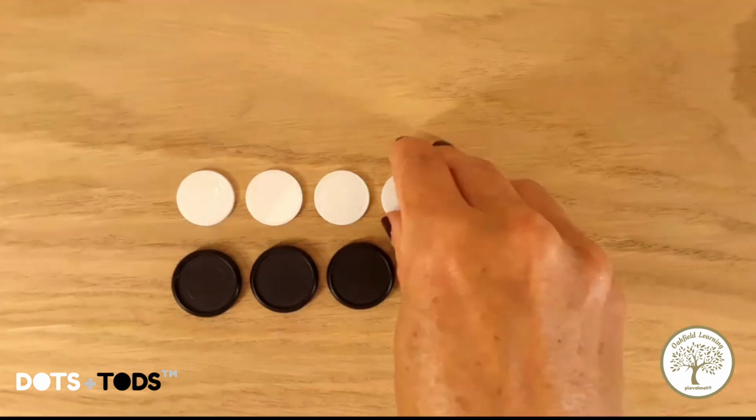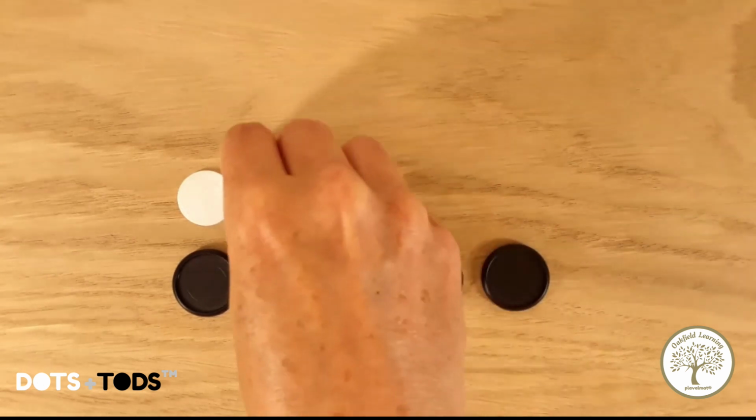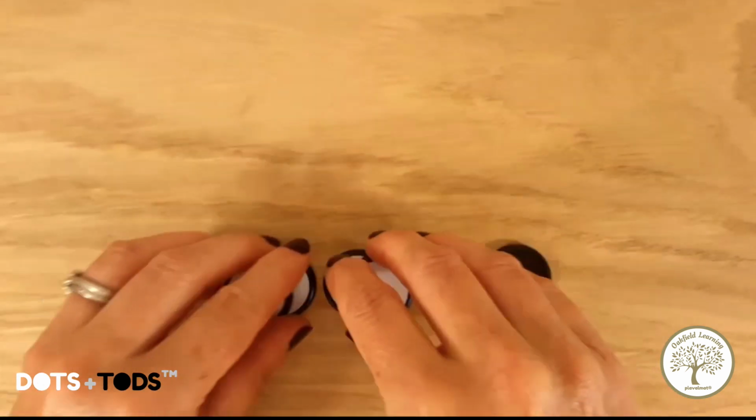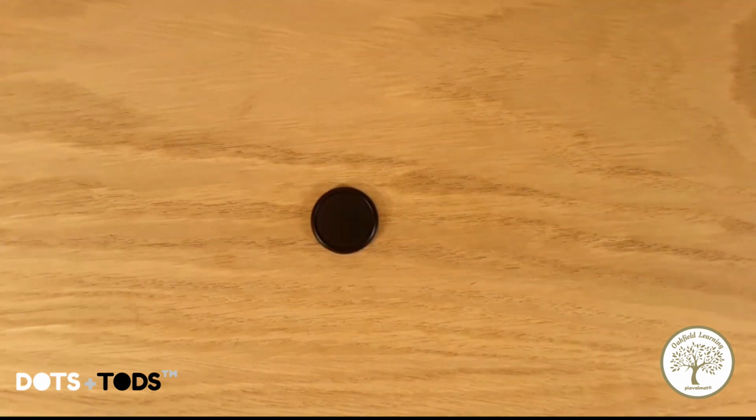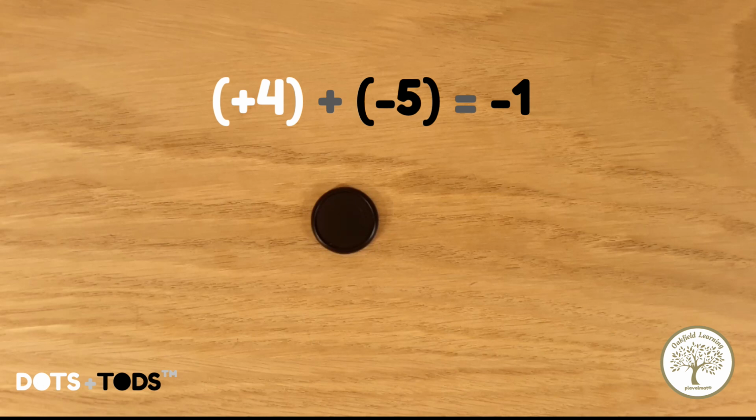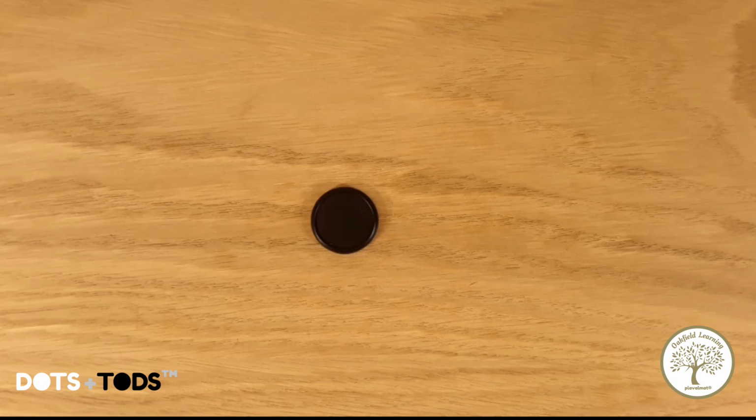We're able to make 4 sets of 0 pairs, and when we remove these, we are left with 1 black Tod counter with a value of -1. So +4 add -5 is equal to -1.